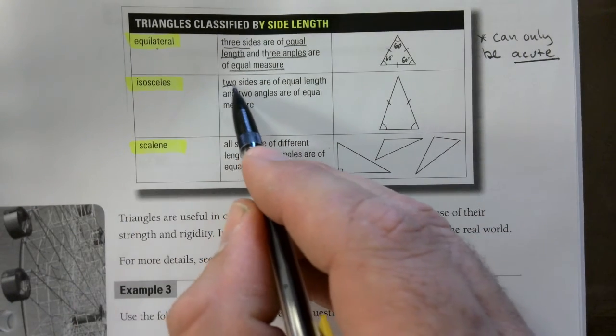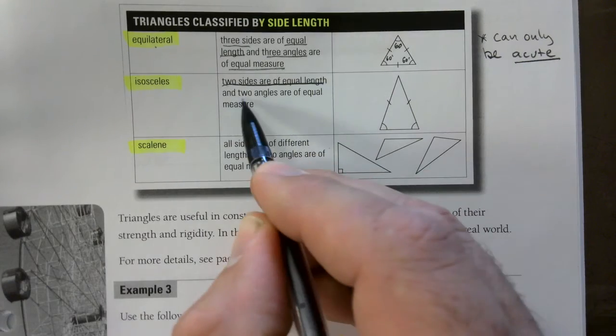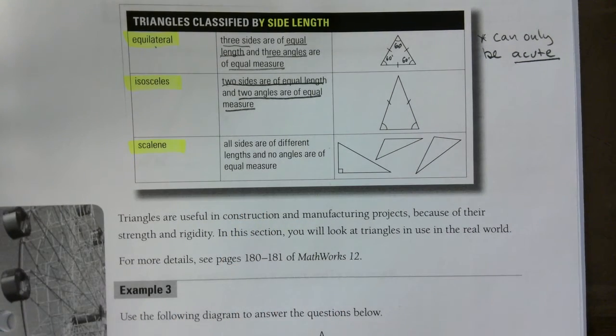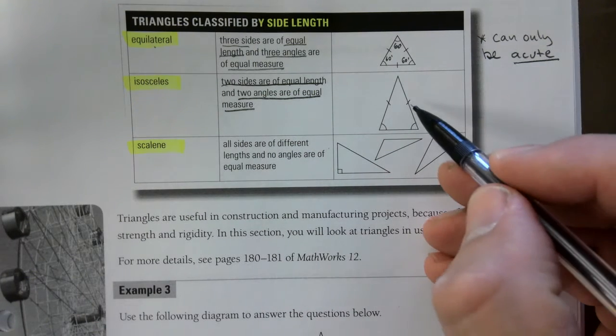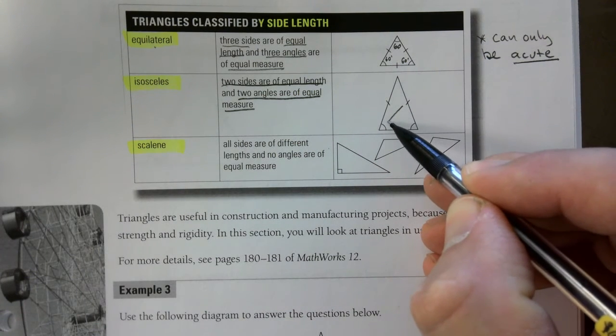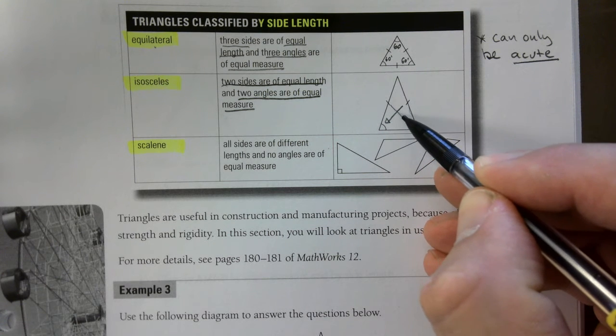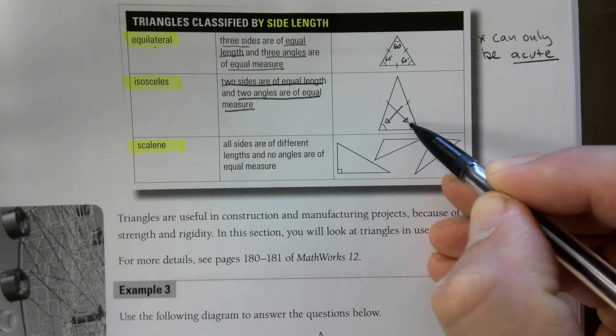Isosceles: two sides are of equal length, two angles are of equal measure. Okay? And I'm going to emphasize this. If this side is equal to this side, then the angles across from them are going to be equal as well.